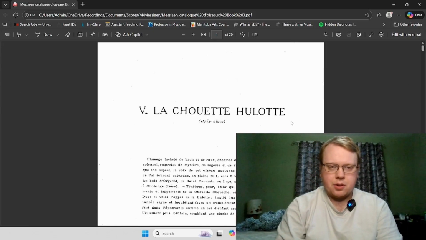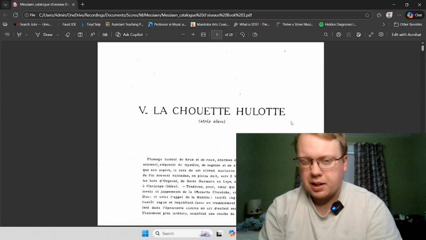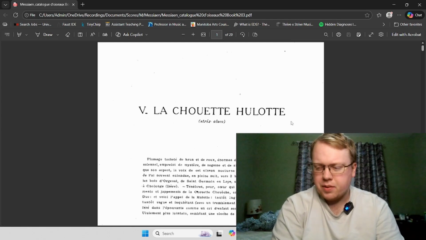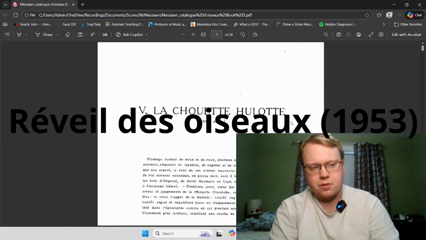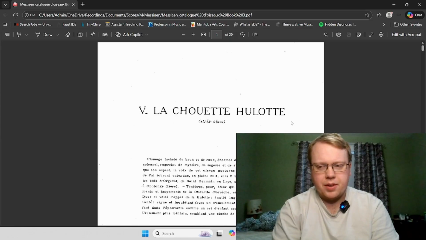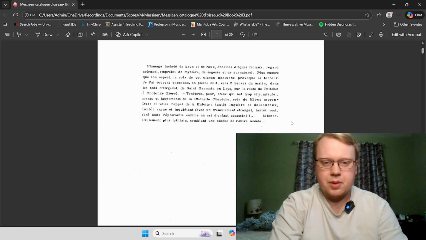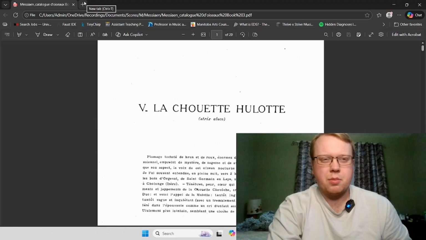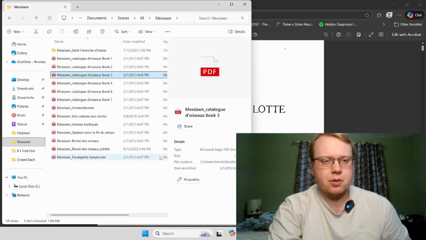The structure kind of reminds me of his 1951 or 53 piece, I can't remember, Reveil des Oiseaux, which was for piano and orchestra. It was his first birdsong piece. That piece also is broken up into two halves that represent the night birds and the day birds. Like the birds are representing the time of day. And I believe both of these birds are in that piece. Actually, I can pull up the score.